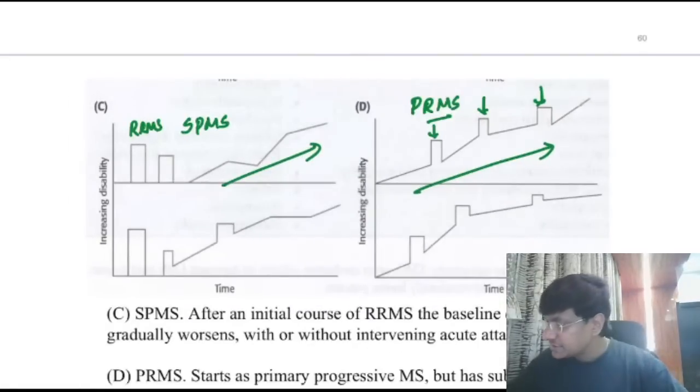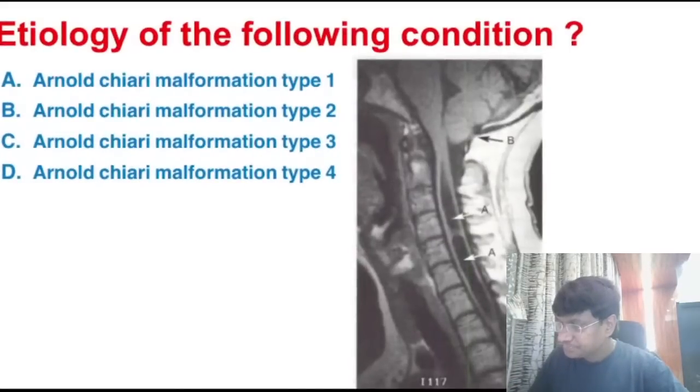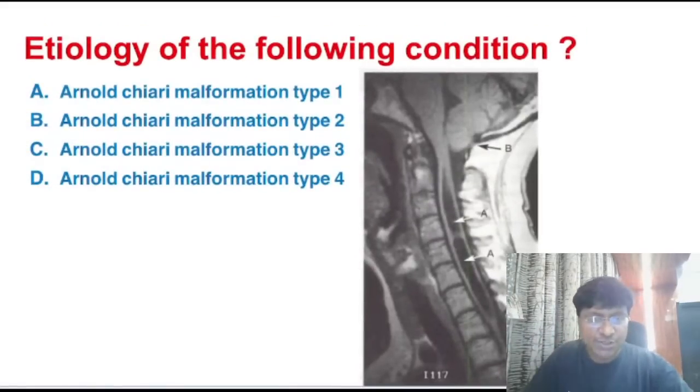Now after having discussed the various forms of multiple sclerosis, please answer this. Now you see this image which has been given to you, and please tell me what exactly is the etiology of this following condition: Arnold-Chiari malformation type 1, type 2, type 3, type 4.